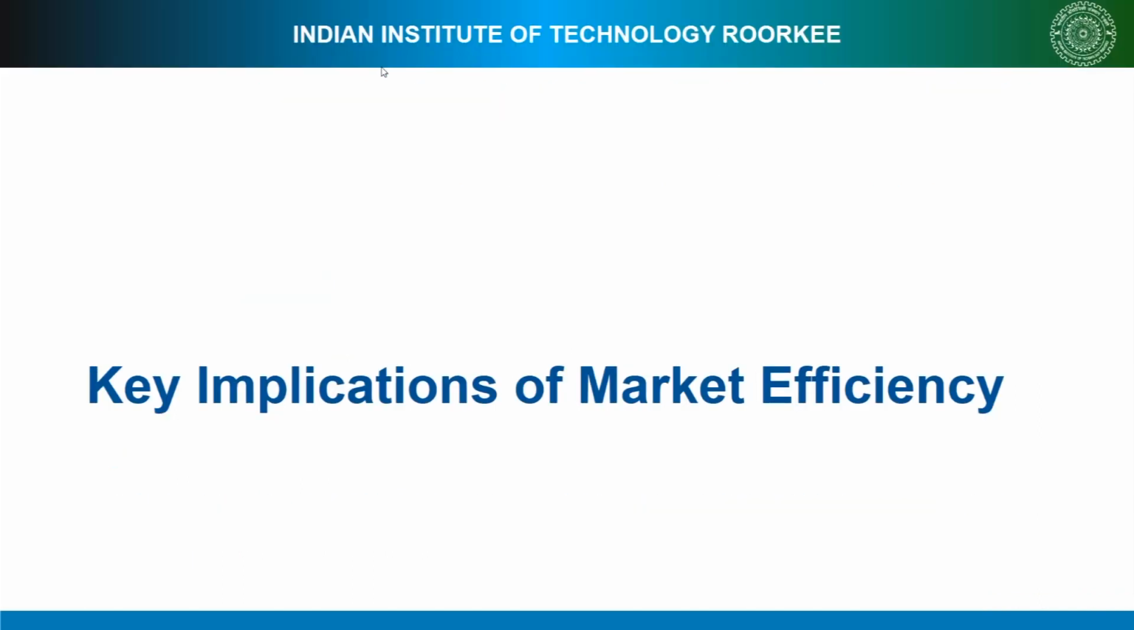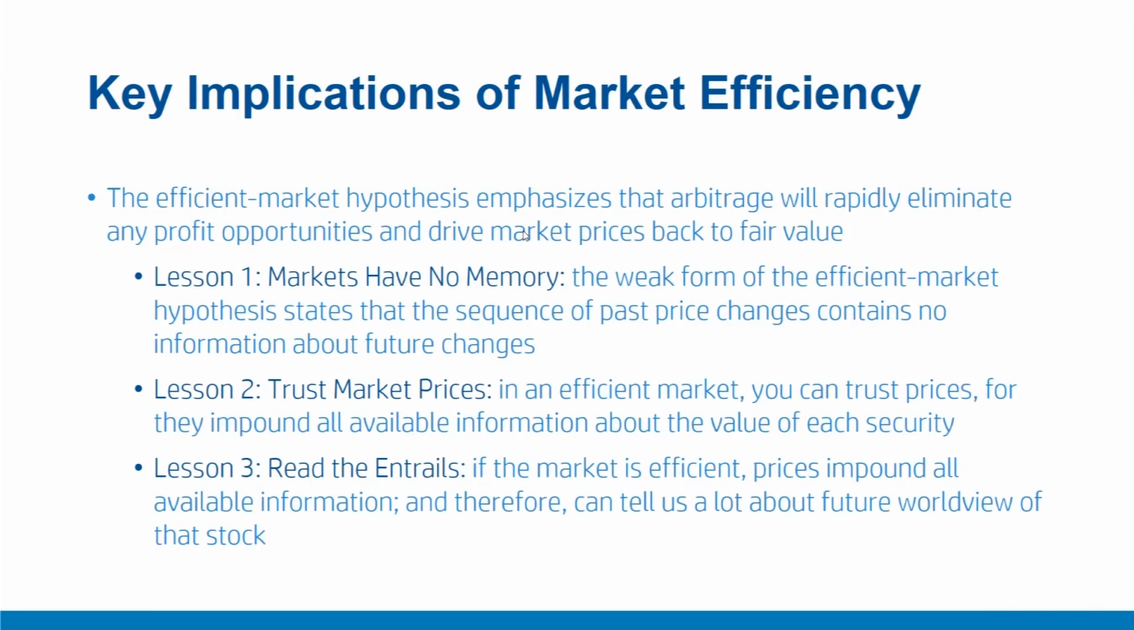Key implications of market efficiency. We'll discuss the practical implications of market efficiency for real-world markets. The efficient market hypothesis emphasizes that arbitrage will rapidly eliminate any profit opportunities and drive market prices back to their fair values. Behavioral finance specialists may concede that there are no easy profits, but argue that arbitrage is costly and sometimes slow working, so that deviations from fair value may persist.